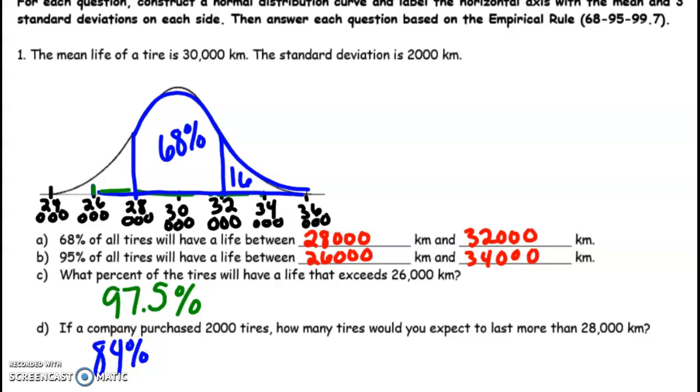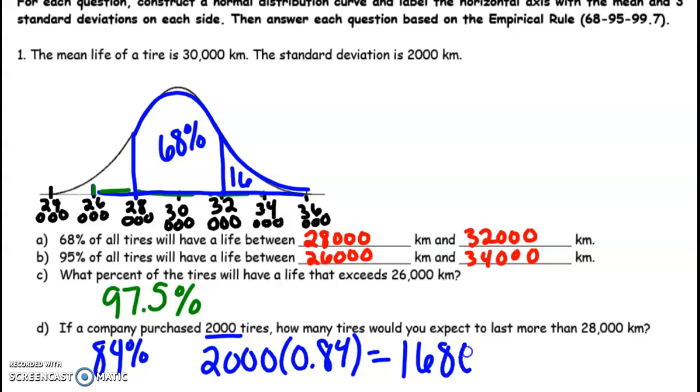But then I gotta go a little bit further because it says a company purchased 2,000 tires. So now I have to multiply. To find 84% of 2,000, I'm going to do 2,000 times 0.84. If I do that in the calculator, that gives me 1,680 tires are expected to last more than 28,000 kilometers. So go ahead and try number 2. Pause the video, try number 2.